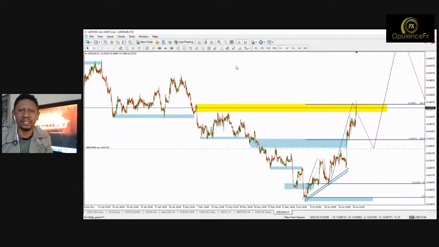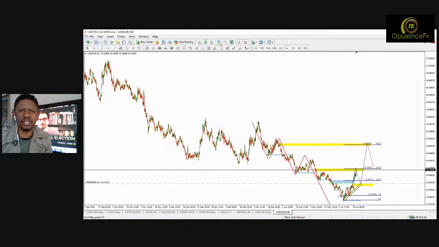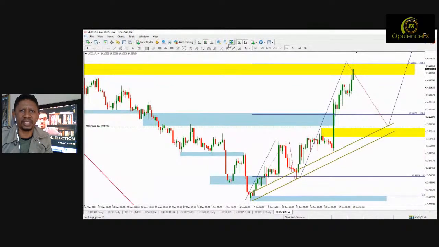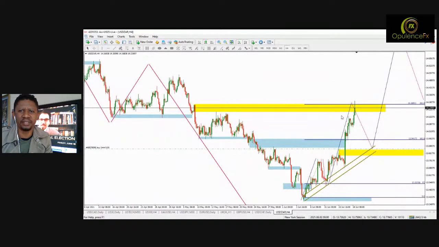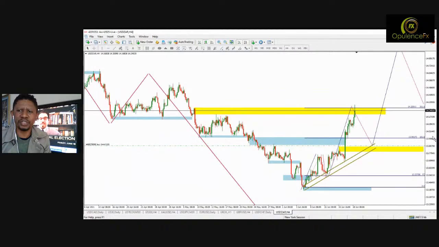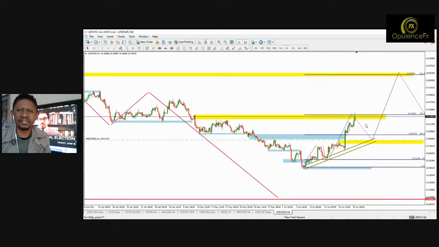The dollar is on the daily, or if I'm not mistaken, this must be the H4 supply. Yes, that's the H4 supply zone right there. So there is the 4-hourly supply zone after a serious demand caused by the interest rate decisions of the US on Wednesday night. Guys, this is the opportunity.